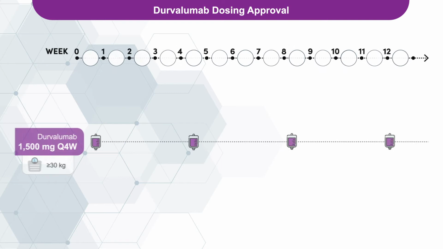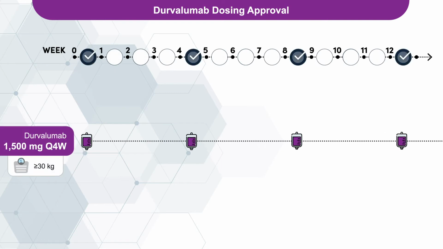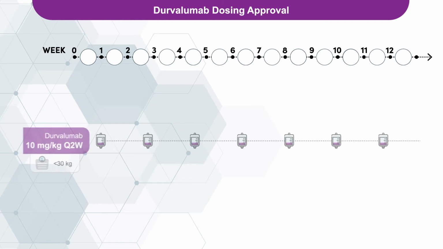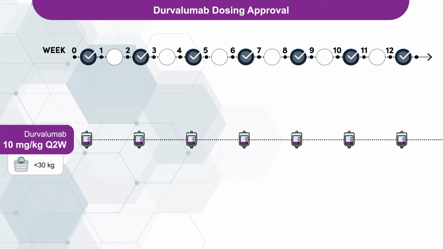Based on modeling of pharmacokinetic data and exposure relationships for safety, Durvalumab, another PD-L1 antibody, was FDA approved to be administered at 1,500 milligrams every 4 weeks for patients that weigh greater than or equal to 30 kilograms. Patients who weigh less than 30 kilograms receive 10 milligrams per kilogram every 2 weeks.